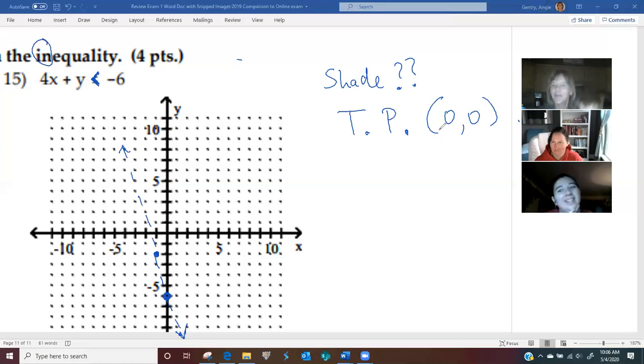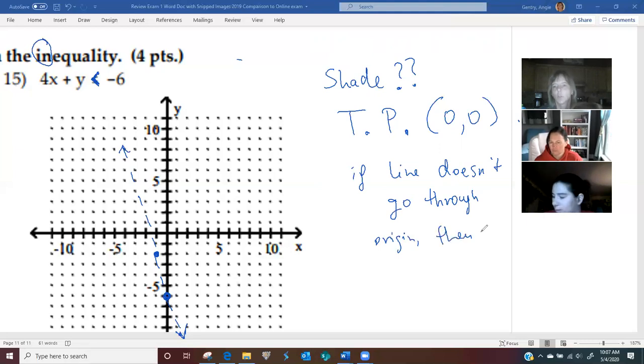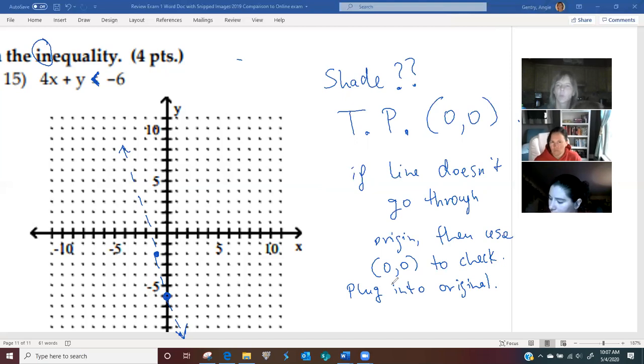So anyway, what is the test point all about? If my line goes through 0, 0, you cannot use 0, 0. But if a line doesn't go through the origin, then use 0, 0 to check, because it's the easiest thing to put into the original. So plug 0, 0 into the original. And then you ask, is it true or is it false?